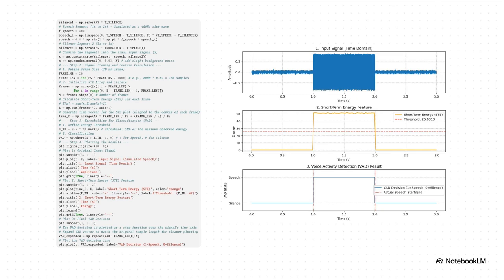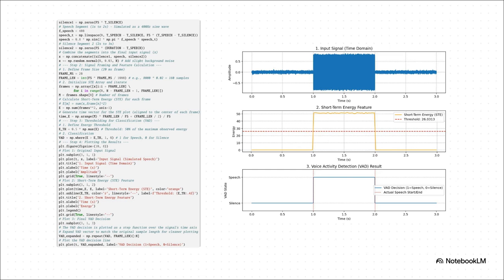Let's break down exactly how this Python script builds our VAD results. After generating a simulated audio signal featuring 1 second of silence, 1 second of speech, and another second of silence, we dive into the framing. We calculate that a 20 millisecond frame at 8,000 Hz equals exactly 160 samples. So we slice our entire audio array into these 160 sample chunks. To get the short-term energy, we simply square every single sample in the frame and sum them up using np.sum(frames**2, axis=1).